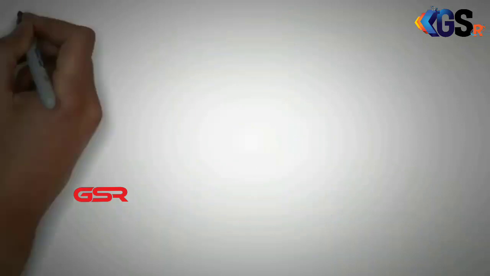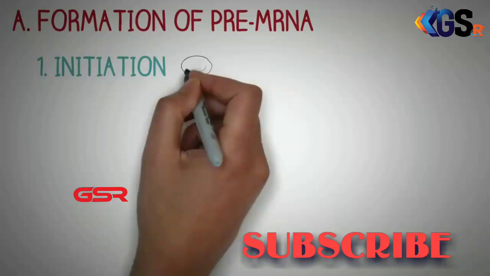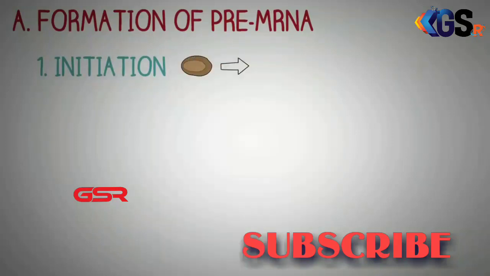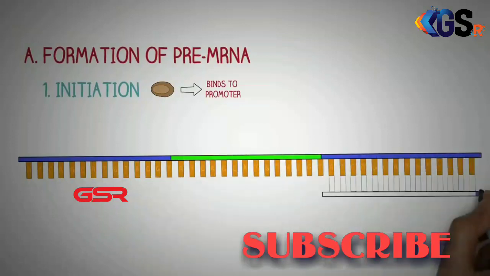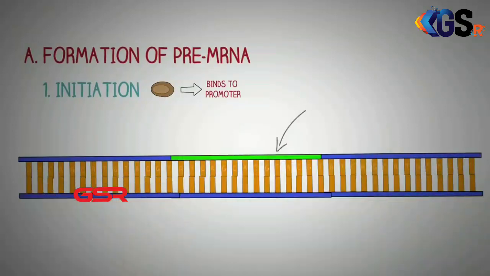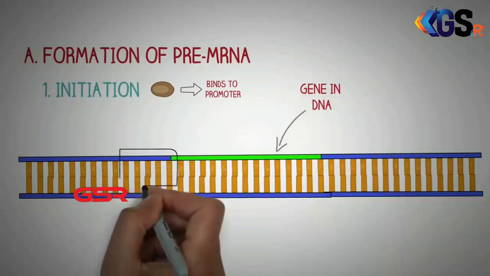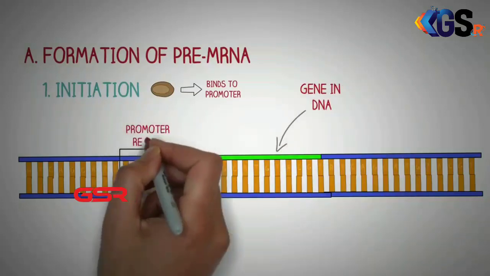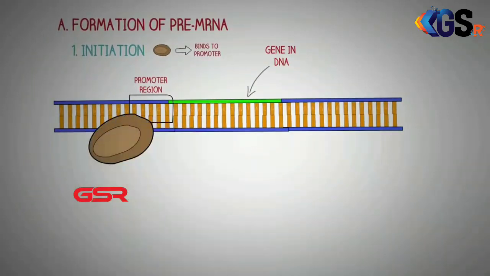So the first step in the formation of a pre-messenger RNA molecule is the initiation, in which the enzyme RNA polymerase binds to the promoter region of the DNA. Now let's suppose this is a gene that is shown in the green that needs transcription. At the beginning of each gene, there is a sequence of base pairs known as the promoter region of the gene. The promoter region serves as a guide which tells the enzyme RNA polymerase where to attach.